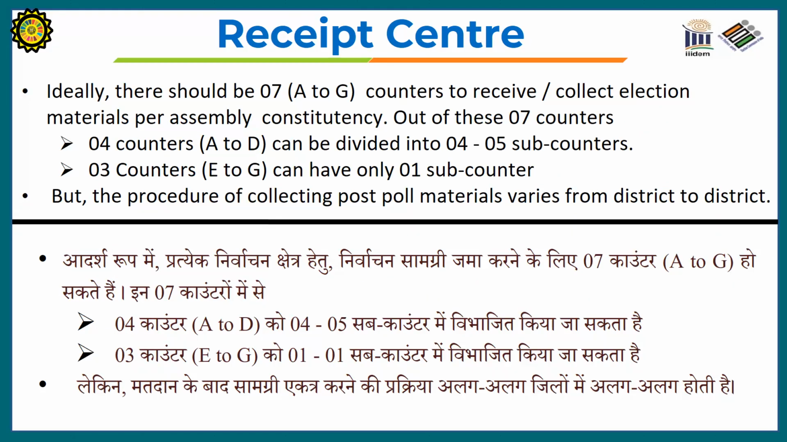Ideally, there can be 7 counters, A to G, to receive or collect election materials per assembly constituency. Out of these 7 counters, 4 counters, A to D, can be divided into 4 to 5 sub-counters. The 3 counters E to G can have only 1 sub-counter. But the procedure of collection of the post-poll materials varies from district to district.